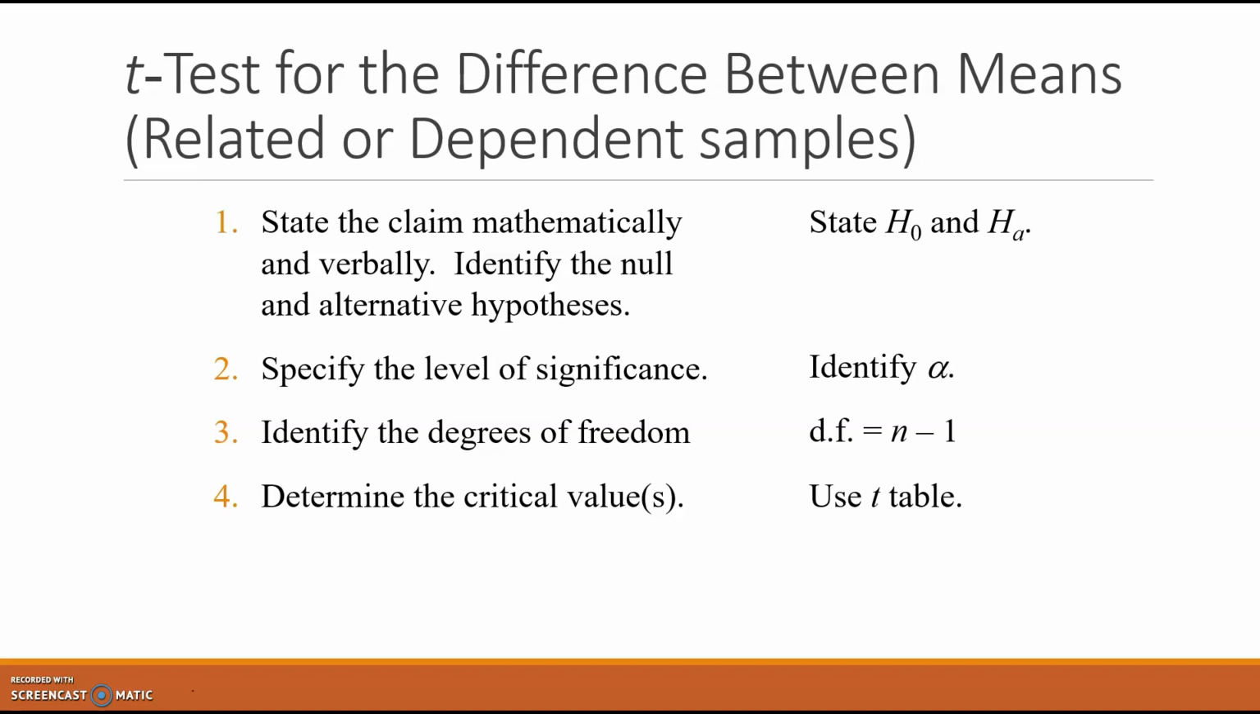Once you've got the level of significance, write that down, plus or minus, whatever it is. Identify the degrees of freedom. Again, that's the number you have, minus 1. Determine the critical value. Look that up. Degrees of freedom on one axis, and your alpha level, your significance level, on the other, probably 0.05 or 0.01. Find where they intersect. That's your critical value.